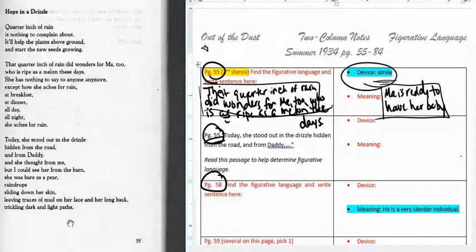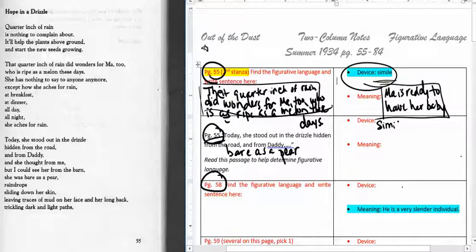Well, I heard a simile because I heard bare as a pear. And that is a simile. Again, we're comparing Ma to something that is bare, and that's a pear. So, well, guess what? She was enjoying a shower in the rain. So it does mean that Ma was undressed.